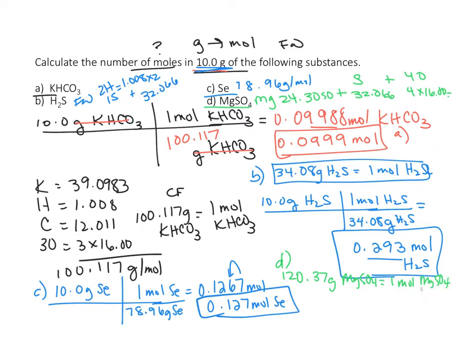And then you can do the 10 grams of MgSO4, and for 120.37 grams for 1 mole of magnesium sulfate. So we'll take 10 divided by 120.37, and we get 0.0831 mole.